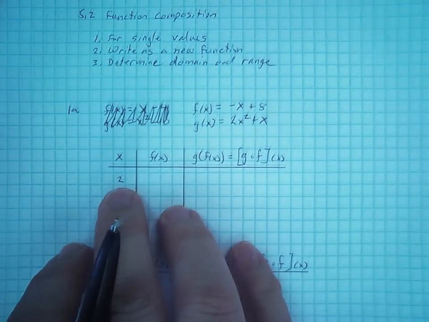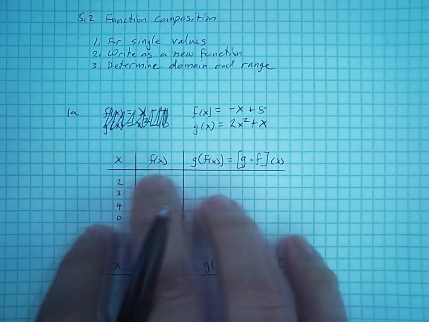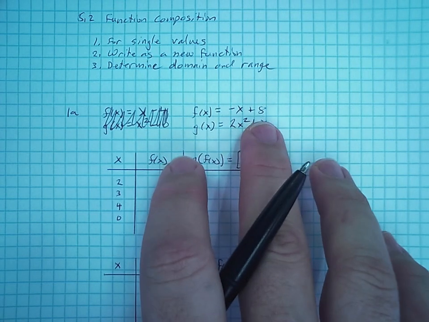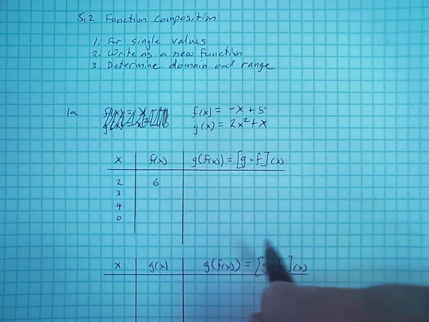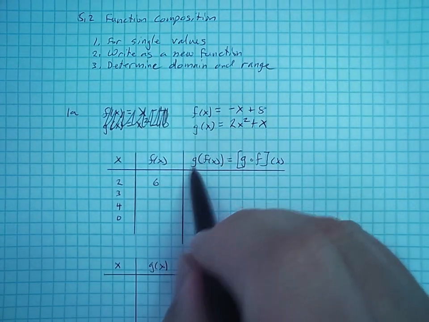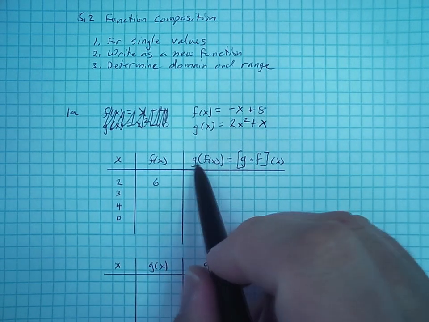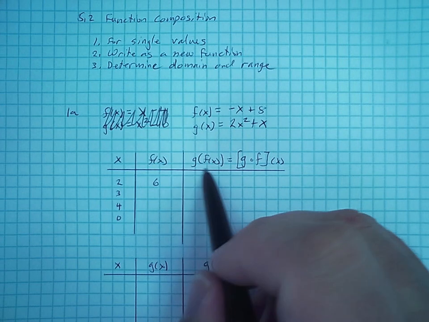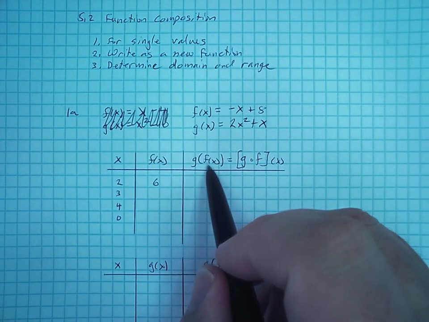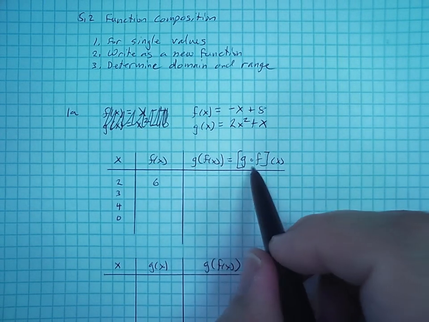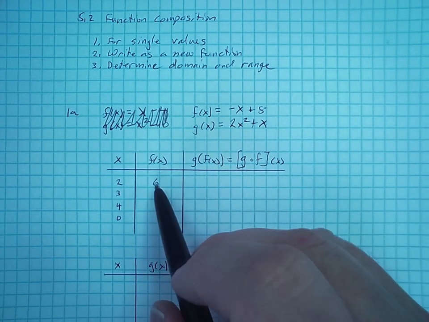So I'm going to take this 2, I'm not going to stick it into g, I'm going to stick the 2 into f. Negative 2 plus 8 is 6. And so what I stick into g is 6. I'm going to take the answer to f and stick that into g. This is the way I like to write function composition because it gives you a picture of who's on the inside and who's on the outside. Although the traditional way to write this is with the little open circle, g of f of x.